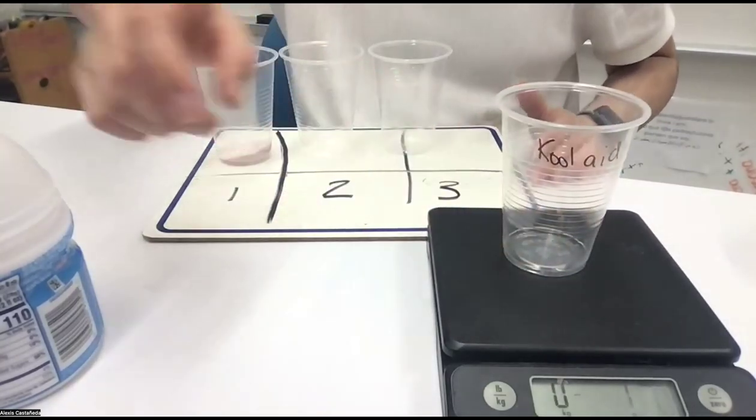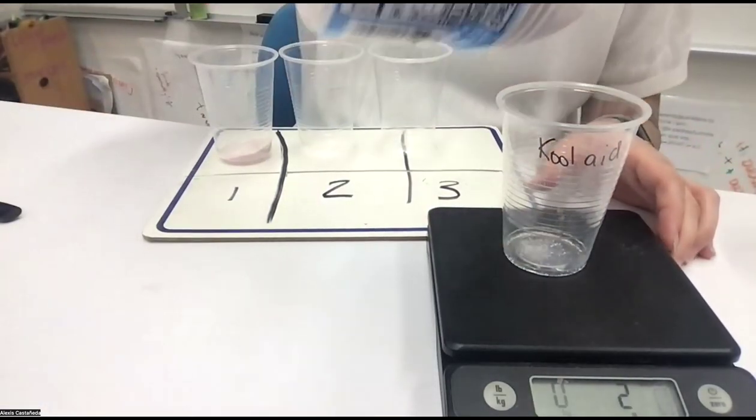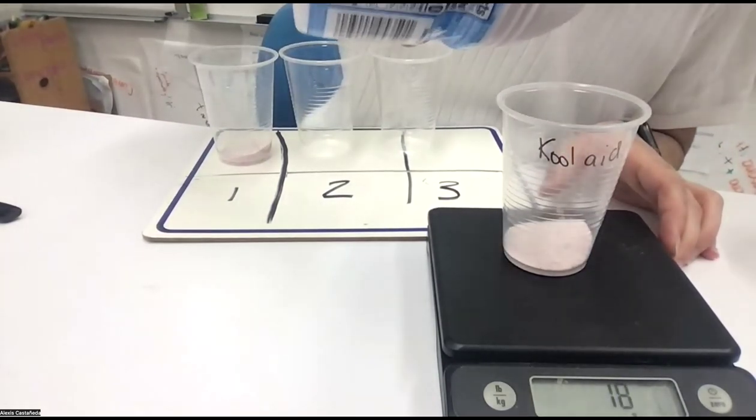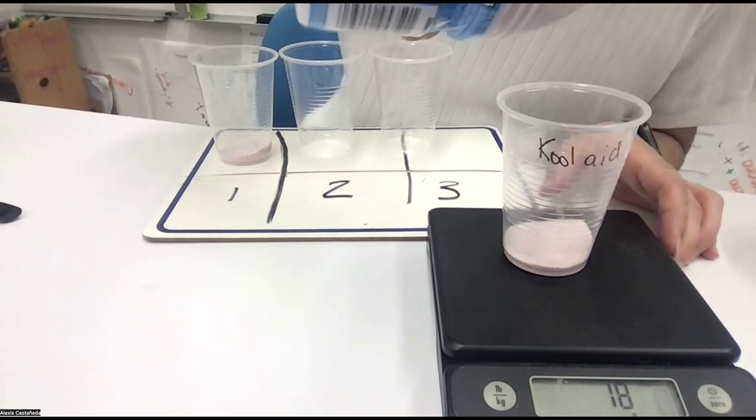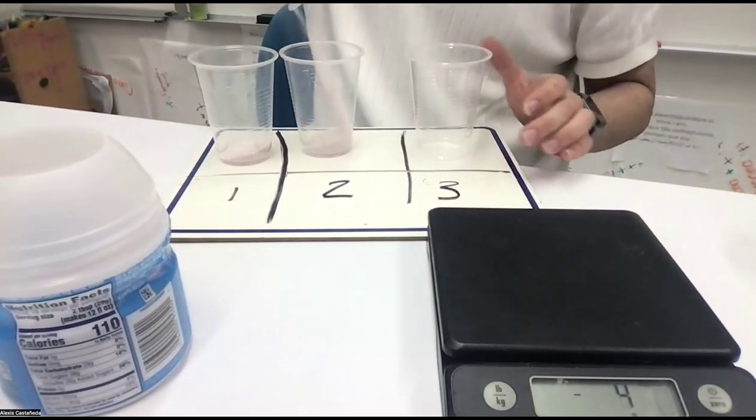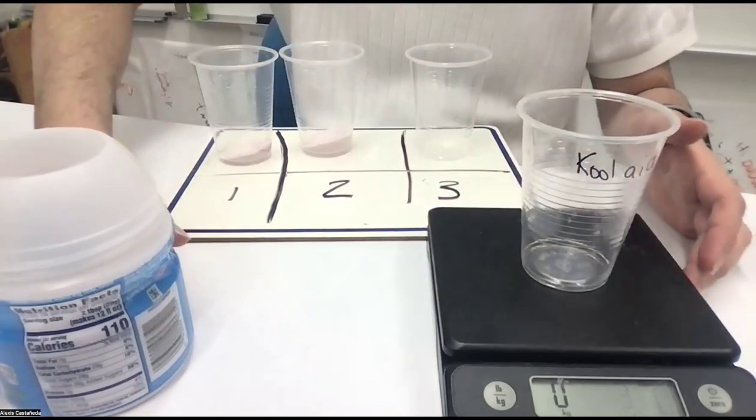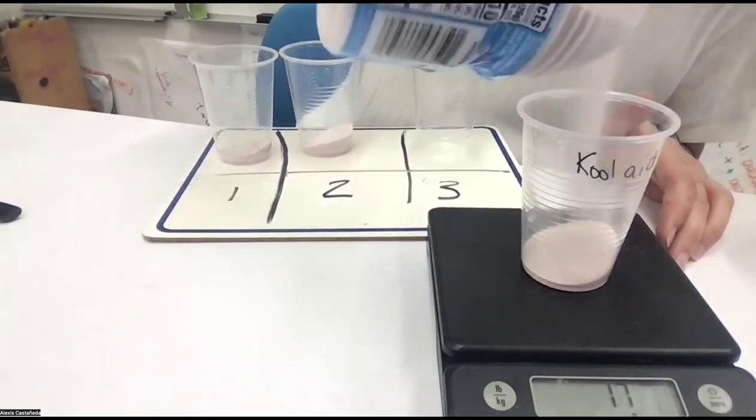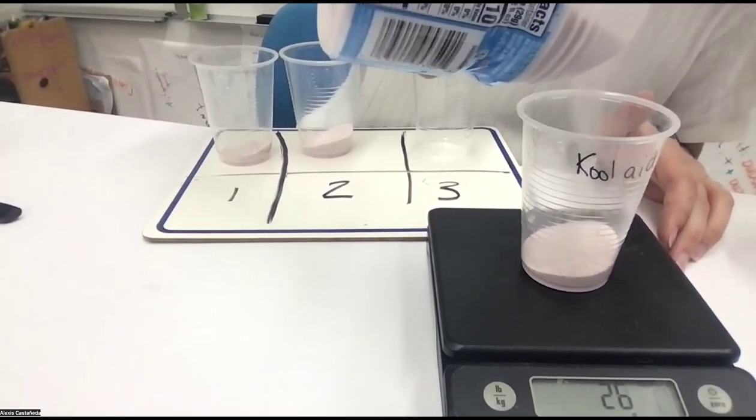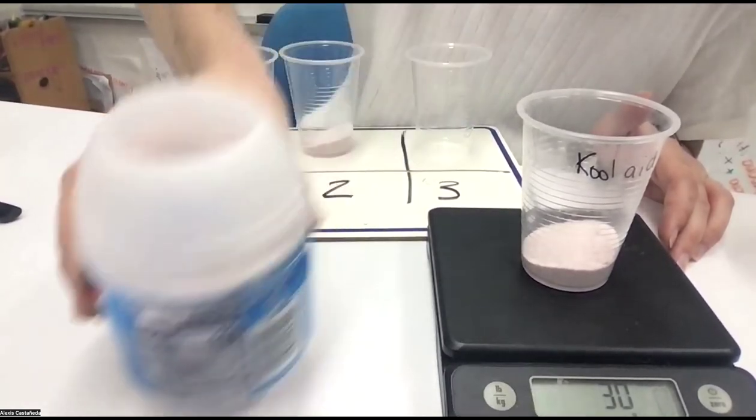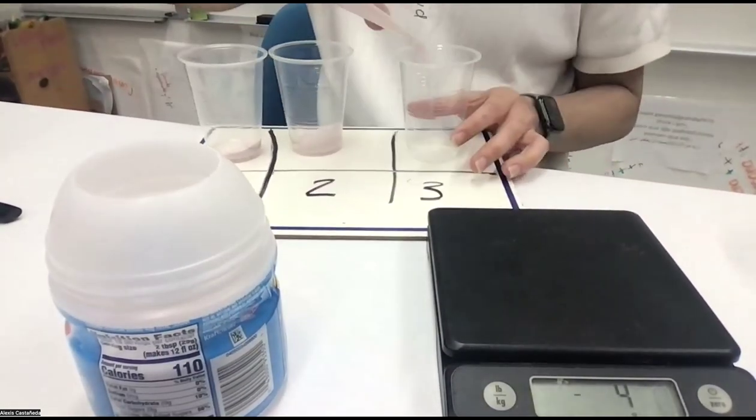Then the second one is going to have 20 grams. So let's see until we get to 20. There we go. So that's 20 grams. We'll put 20 grams in the second one. And then we'll put 30 grams in the last one. So here we have 30 grams in the third one.